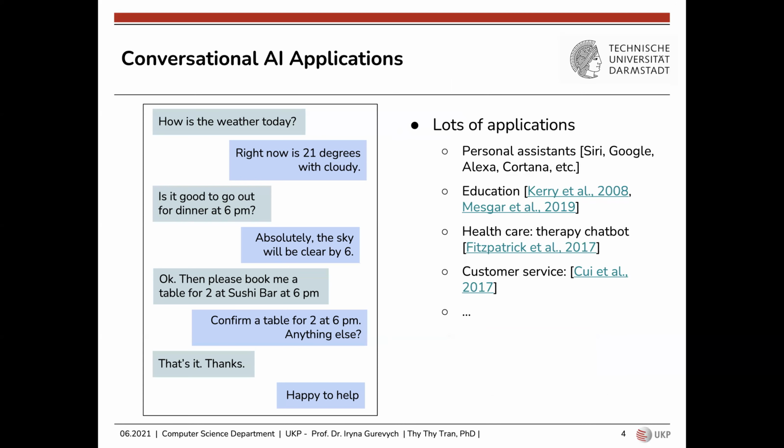So why should we work on conversational AI? There are many real-world applications, including one that we are very familiar with, personal assistants. For example, Siri, Google, Alexa, Cortana, and so on. There are other areas calling for dialogue systems, such as education, healthcare, and customer service.